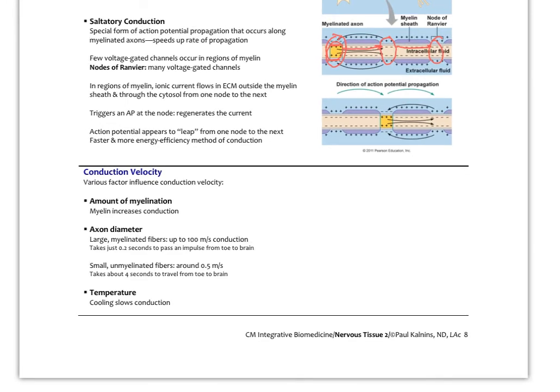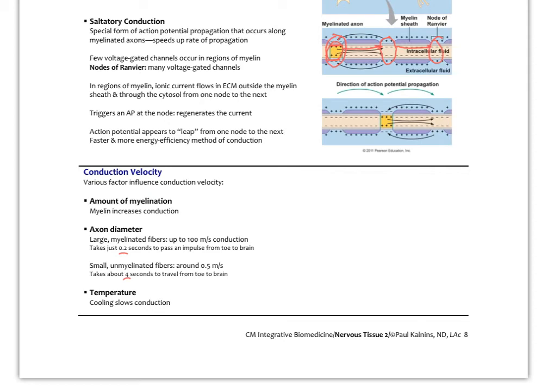per second. So if, for example, again, taking the example of a sensory nerve in your toe, if you stub it, the pressure sensation takes about 0.2 seconds to get from the toe to the brain, versus the pain sensation will take about 4 seconds because that travels along an unmyelinated fiber. And then temperature actually will affect the conduction velocity. So the cooler an area is, a cold limb, that'll actually slow conduction.